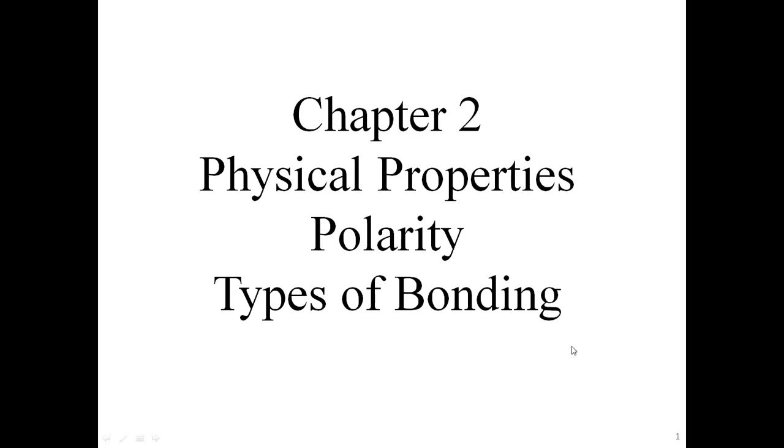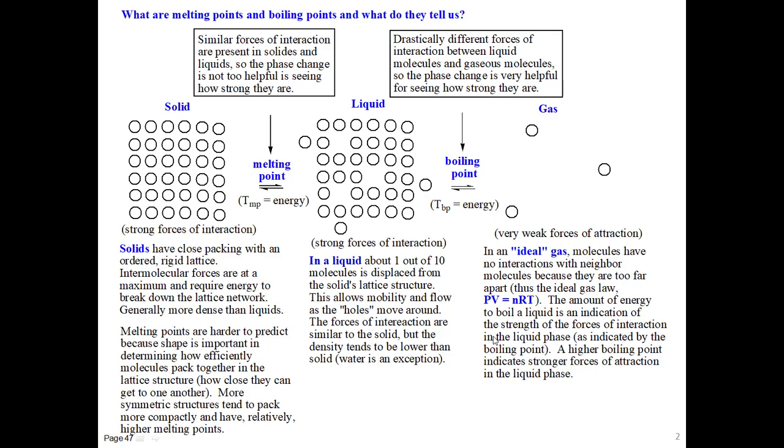Hello, Chem students. I'm going to discuss the first half of Chapter 2, which covers physical properties, polarity, types of bonding. These are important ideas. We'll start off with just talking about what is a melting point and what is a boiling point.